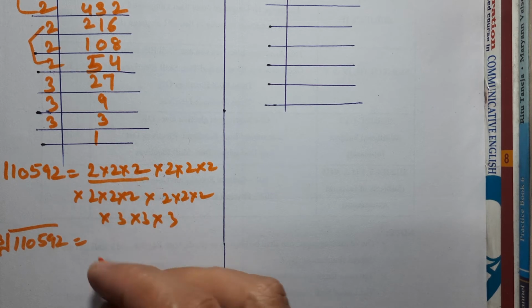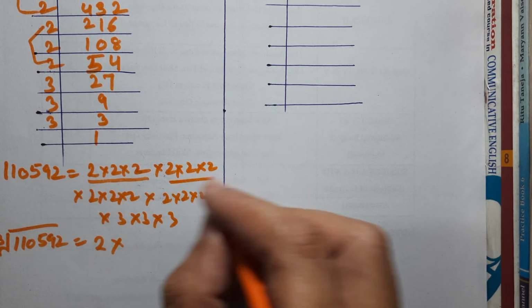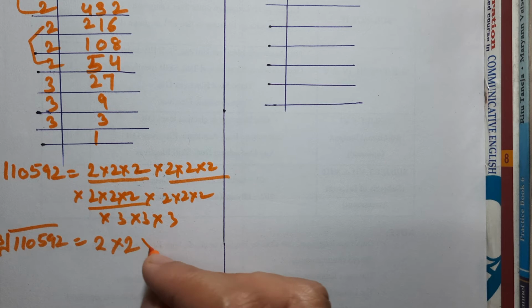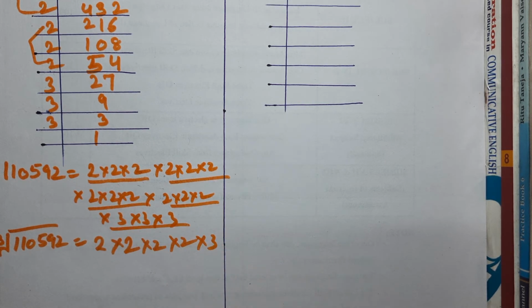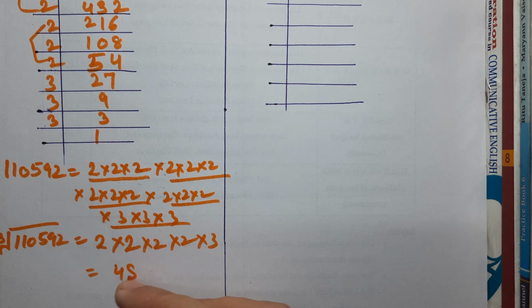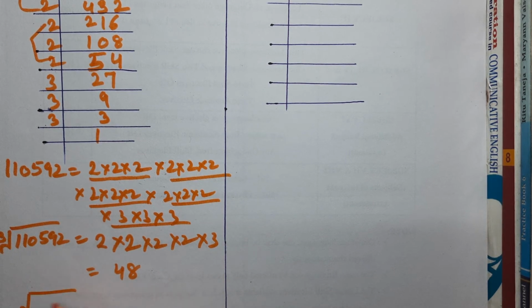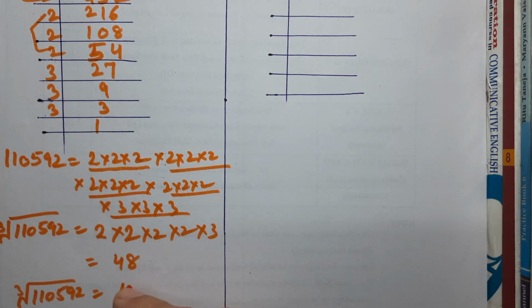Out of these 3 2's in a triplet, 1 2. Out of these 3 2's, 1. Out of these 3's in a triplet, 1. So 2 twos are 4, 4 twos are 8, 8 twos are 16, 16 threes are 48. Hence the cube root of our given number is 48. That will be our answer. I hope this is clear.